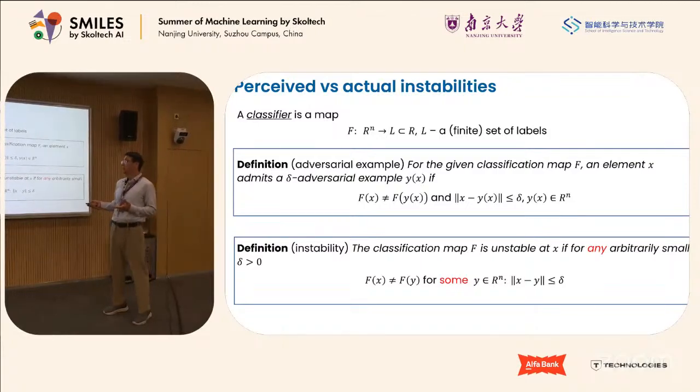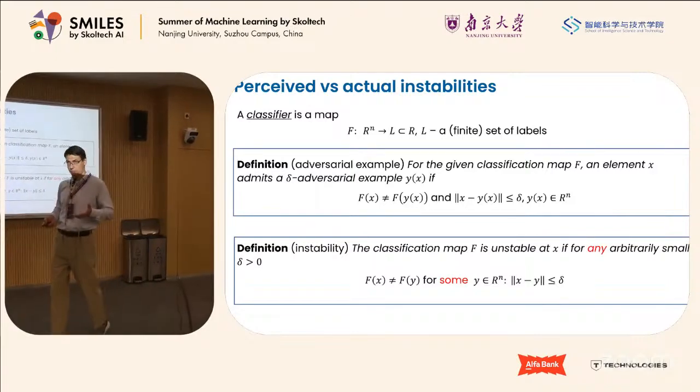Then I want to introduce another notion, which is called instability. The classification map F is unstable at X if for any arbitrarily small delta, there is some Y which is within delta of X, but for which the classifier returns a different value. So you see, instability is radically different from this adversarial business, because I'm saying that for any delta. There, a delta adversarial example exists for such a delta, and here I'm saying for any delta. So it's a very extreme bad property.